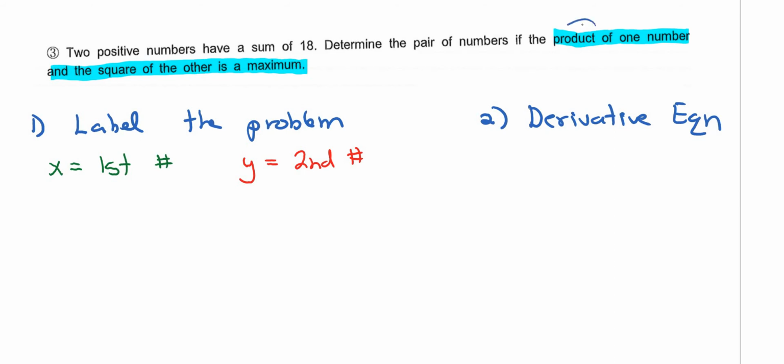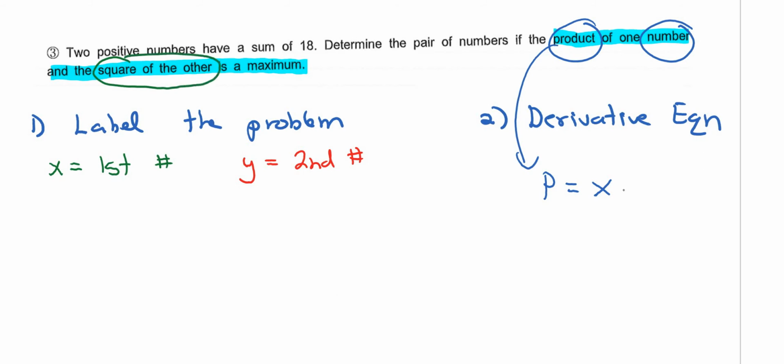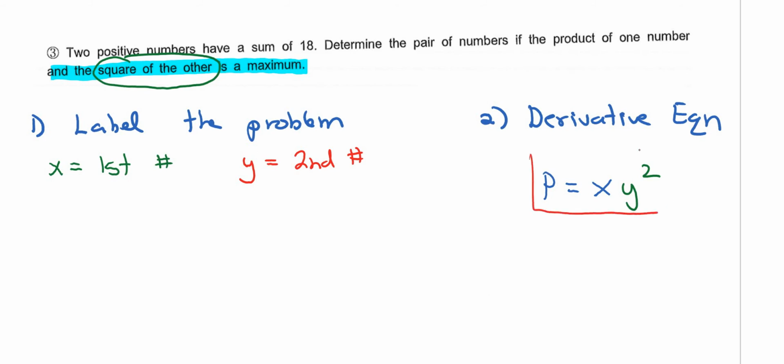Okay, so if I'm looking for a product, I can start off by saying P equals the product of one number, so one number could be x, and the square of the other number, so the other number is going to be y, so it would be y squared, and that product is going to be a maximum. So we do need to read the last part of that question very carefully so that we can come up with our derivative equation here.